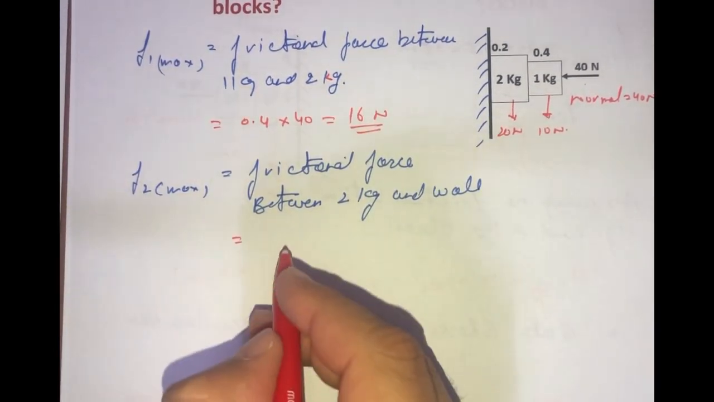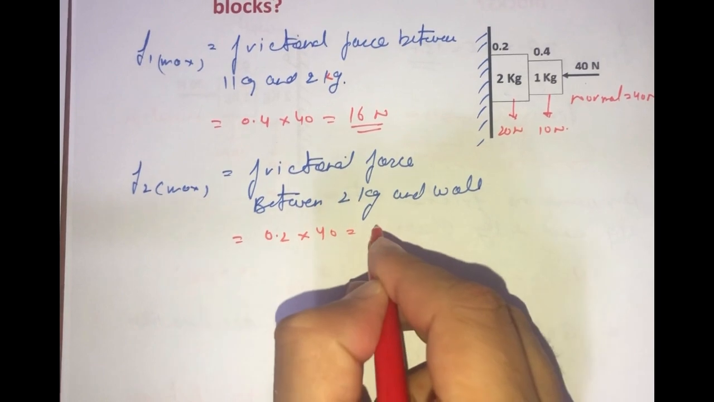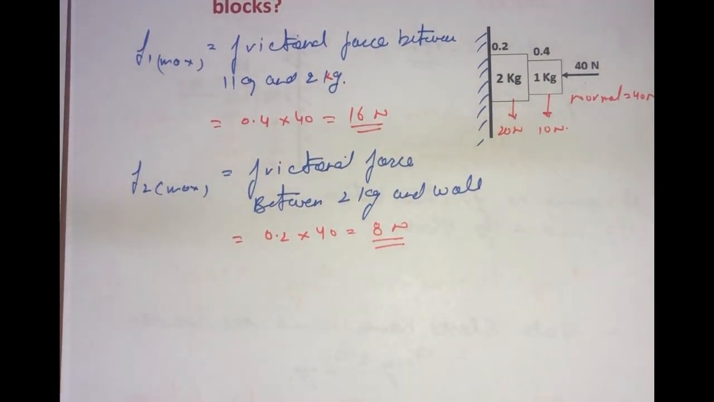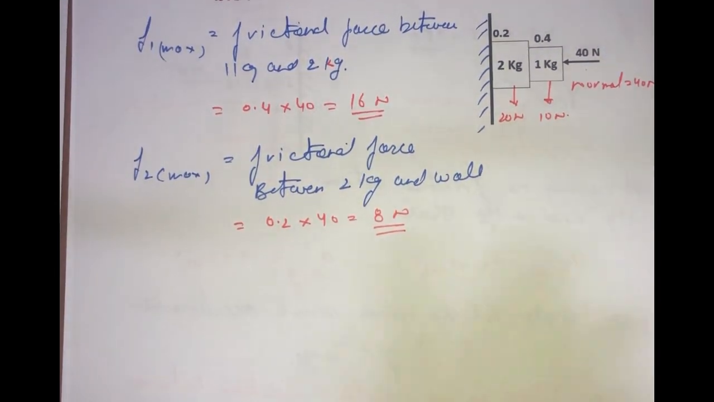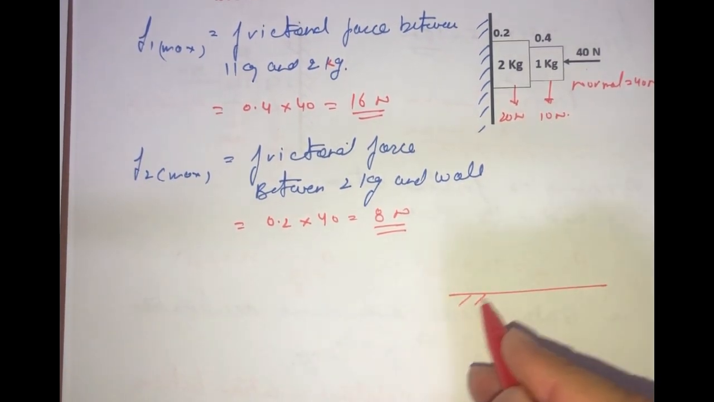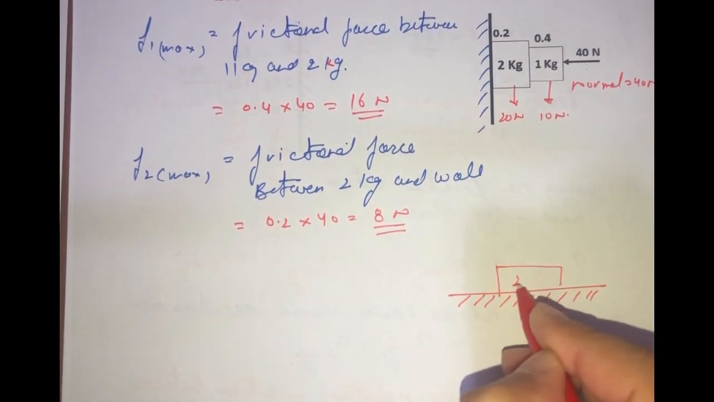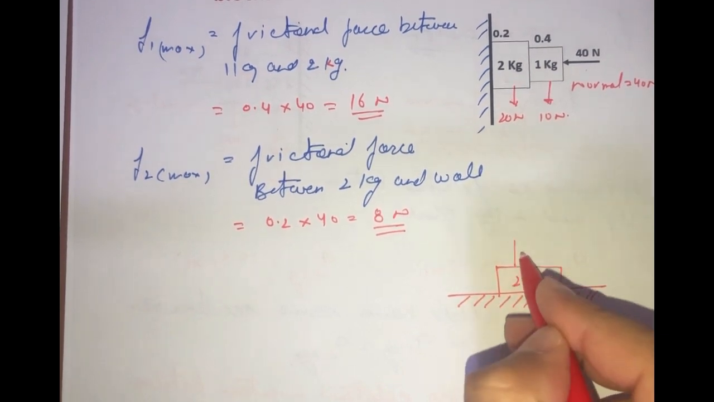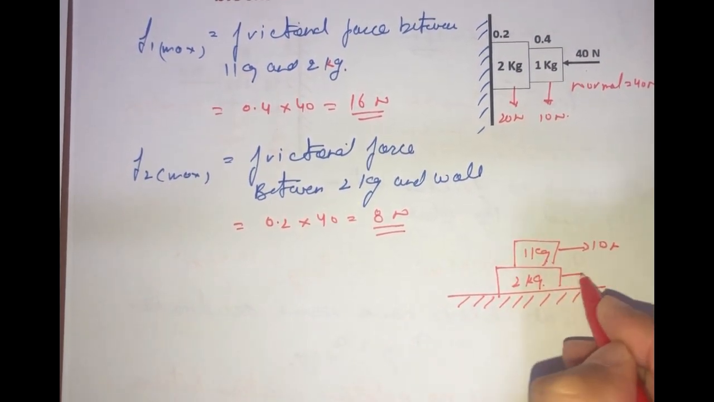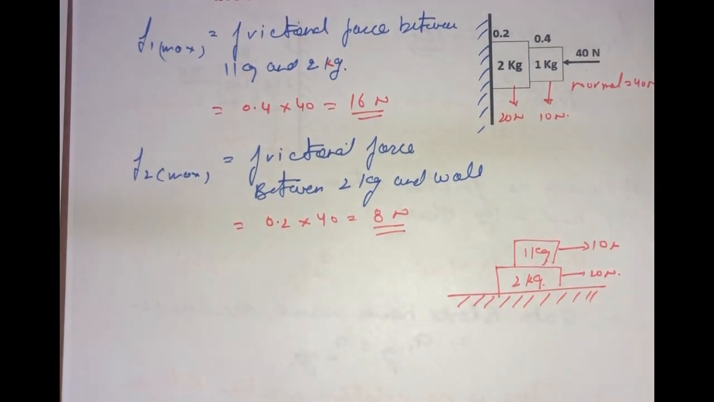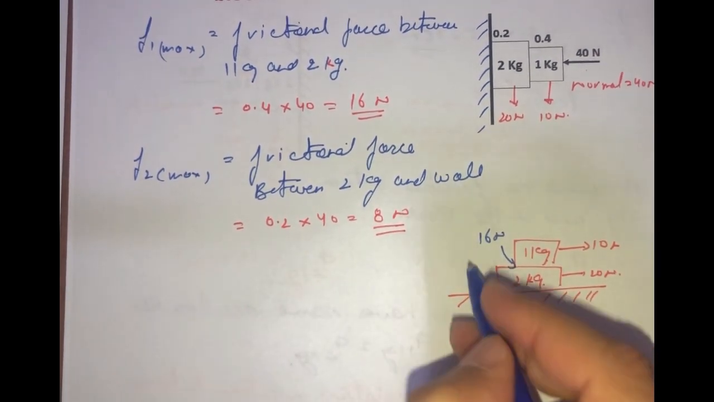This will come equal to, as we have 0.2 and multiply by 40, and this will be giving us 8 Newton. So once again we are going to convert this vertical into the horizontal one. So this will be our ground now, and we have 2 kg. One kg force is 10 Newton, and 2 kg is 20 Newton, and the frictional force in between is given as 16 Newton, and here it is given as 8 Newton.